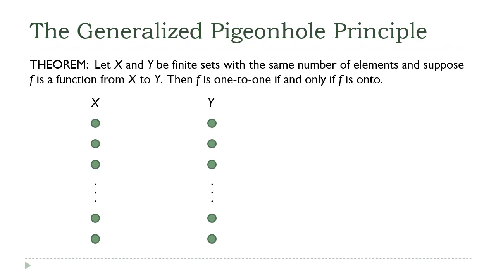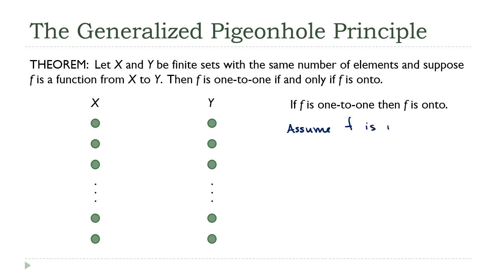Remember, this is an if and only if. With an if and only if statement, we actually have to do two proofs. First, I have to show that if f is 1 to 1, then it's onto. Then I have to go the other way: I have to show that if f is onto, then it's 1 to 1. I'm going to do this way first. I'm going to assume that f is 1 to 1, and I want to show that it's onto. And I'm actually going to do this by contradiction.